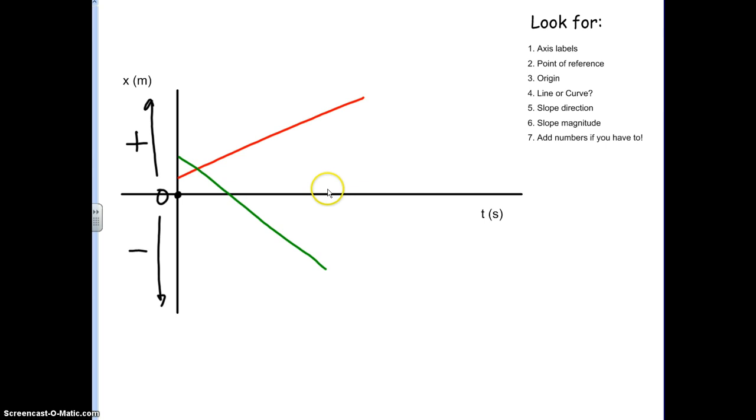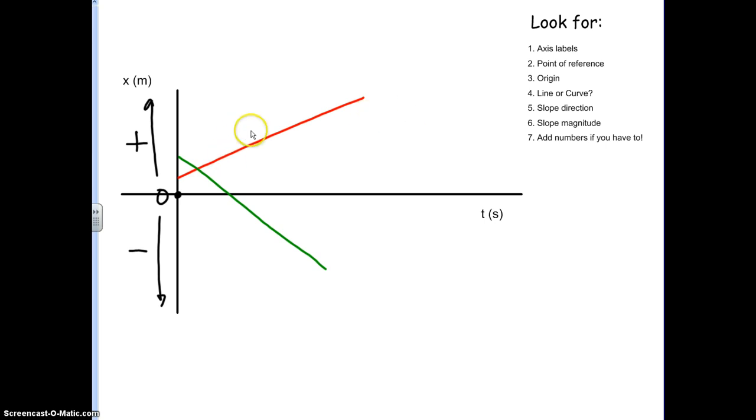So what I mean by that is a velocity has both a magnitude and a direction. So we're interested in the magnitude of the slope and the direction of the slope, and whether or not it's a line or a curve, because lines have constant slopes, but curves have changing slopes. So the fact that these are lines tells us that the velocity is constant. It tells us that this isn't an object that's accelerating. This is an object that's moving at a constant speed.